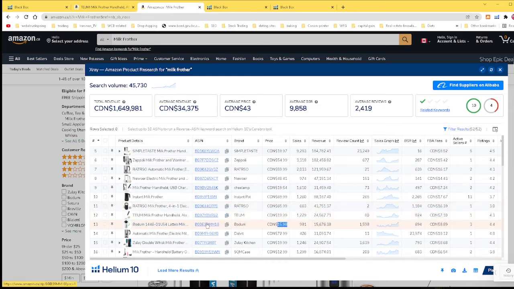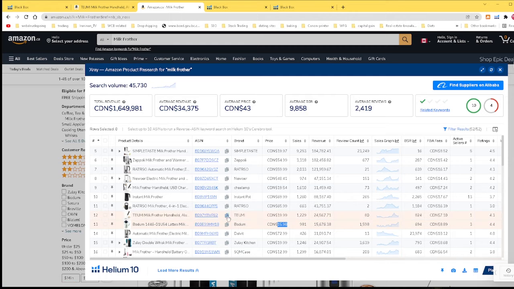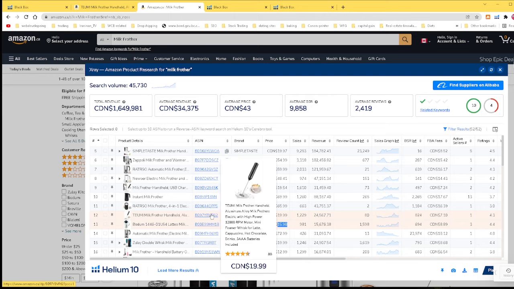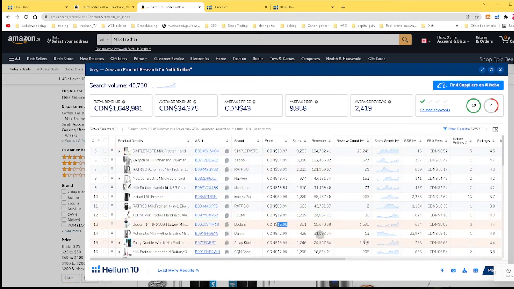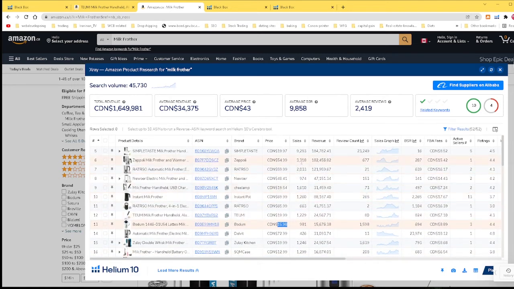If you want to go for those kinds of frothers, the milk frother that you want to order, this one is the cheapest one with 80 reviews and it's making 24,000. So I think that's kind of reasonable, but overall we are seeing a lot of high reviews with the high ticket price.